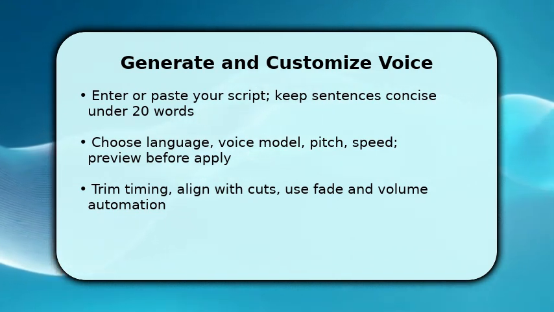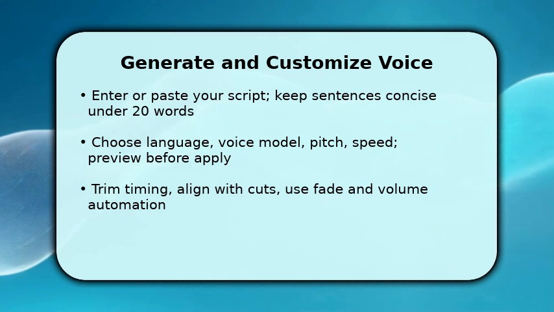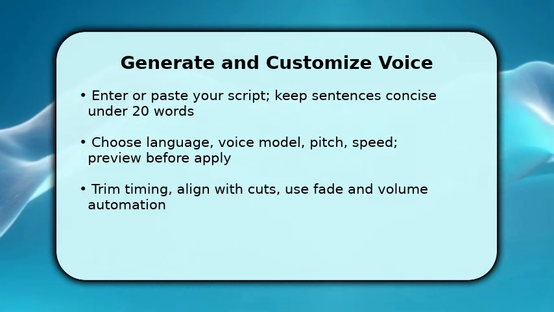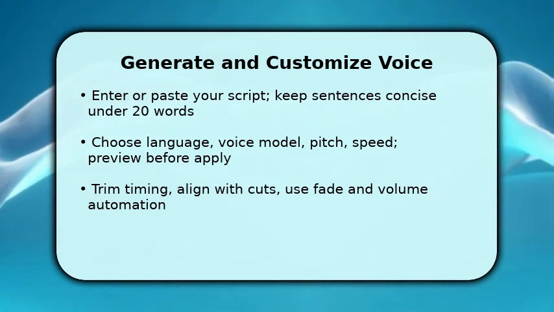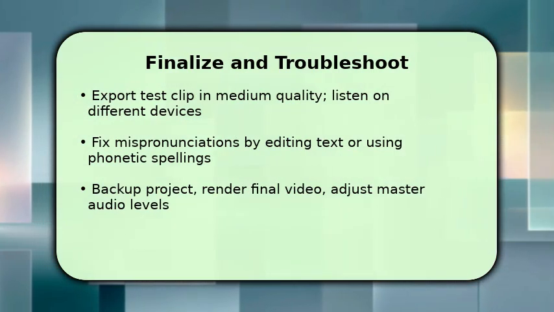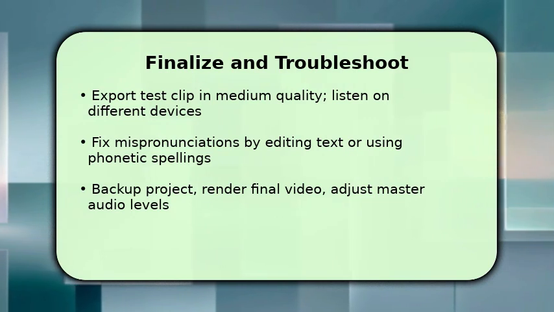Once the TTS clip appears on the timeline, trim it to match your edits and nudge it into sync with cuts and on-screen text. Use fade in/out and volume automation so the voice sits well with music. If lines overlap, split and reposition segments for natural pacing. Finish by exporting a short test render and listening on headphones and speakers to confirm clarity and balance.